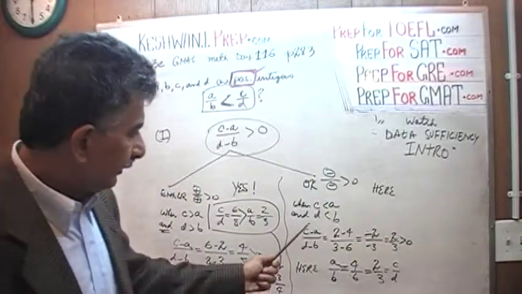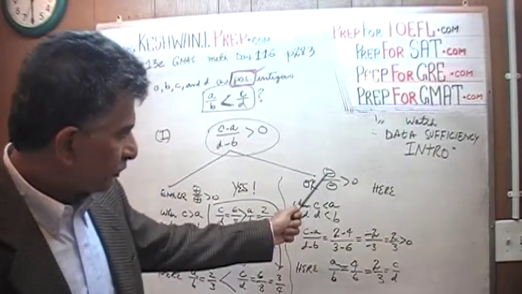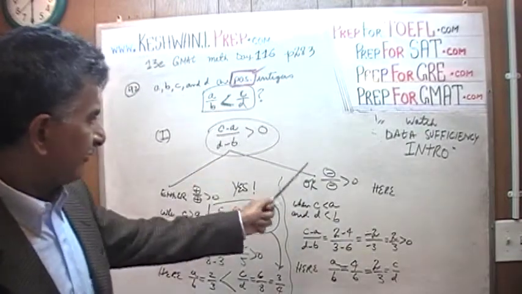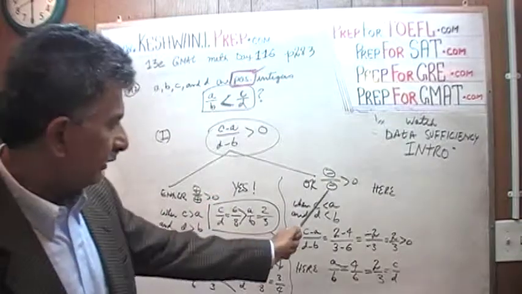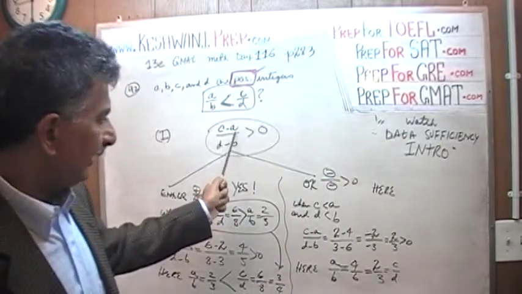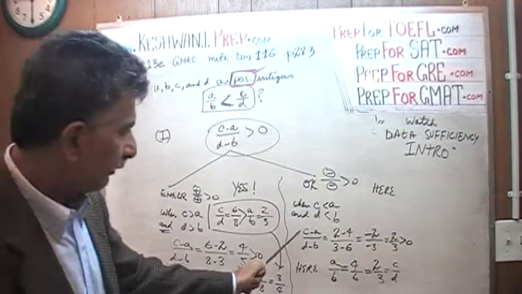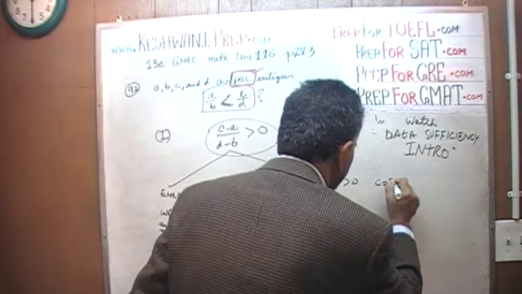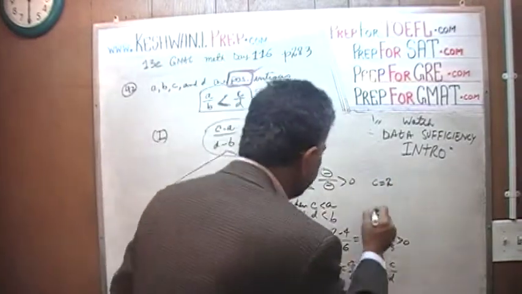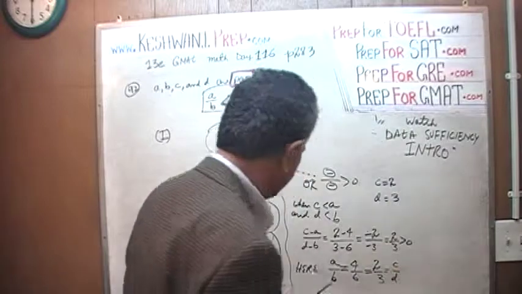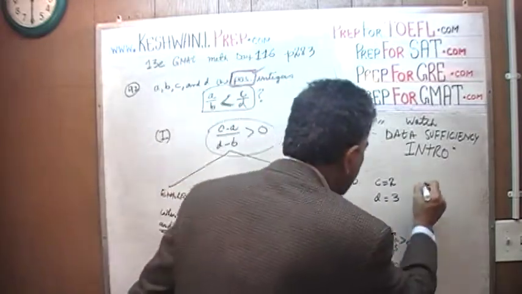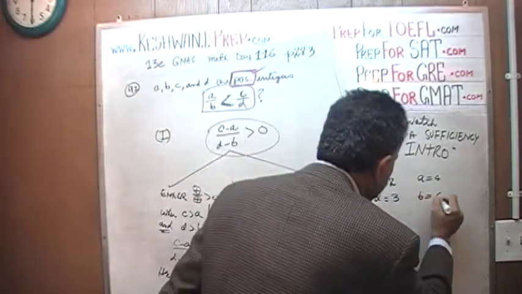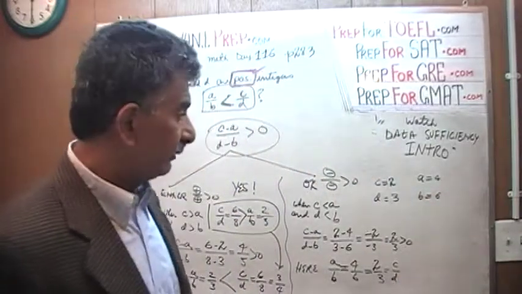But what happens if it turns out in a different situation here? Top has to be negative, bottom has to be negative, which means c minus a has to be negative, and d minus b has to be negative, which means d has to be less than b and c has to be less than a. So here we're dealing with the situation where c is equal to 2, d is equal to 3, a is equal to 4, and b is equal to 6. Of course, you can plug in any number you want. These are just numbers that we're dealing with here.